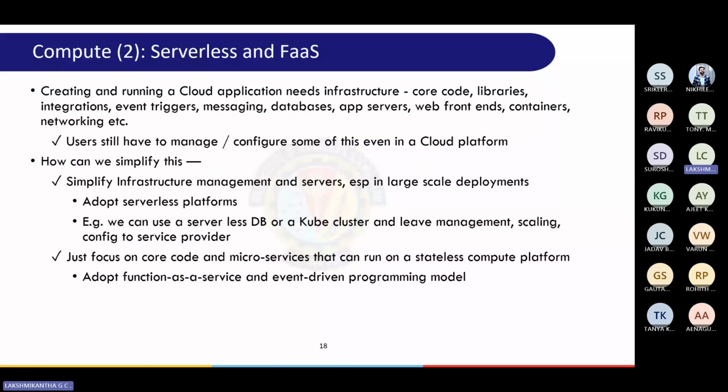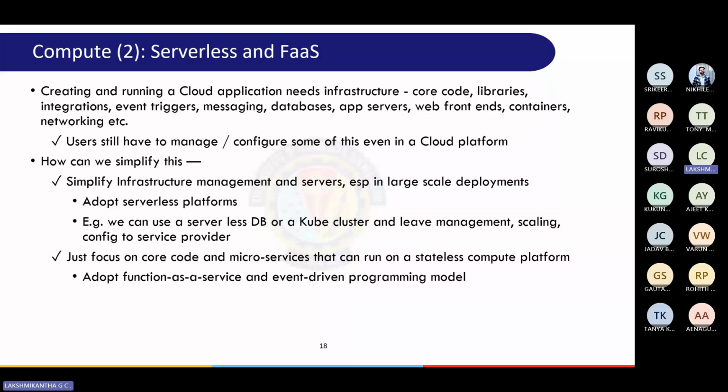Okay, now I'm talking about serverless. Look at here, guys. Creating and running cloud applications, even on infrastructure as a service, still requires managing a lot of components: the core code, libraries, integrations, event triggers, databases, containers, networks, and so on. So users still have to manage and configure some of this. The question is, how can we simplify this further?